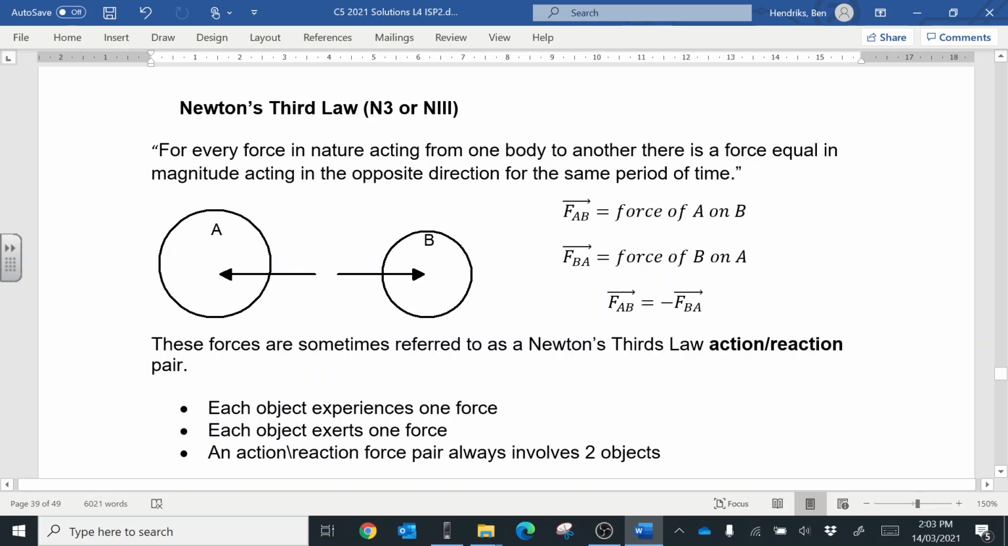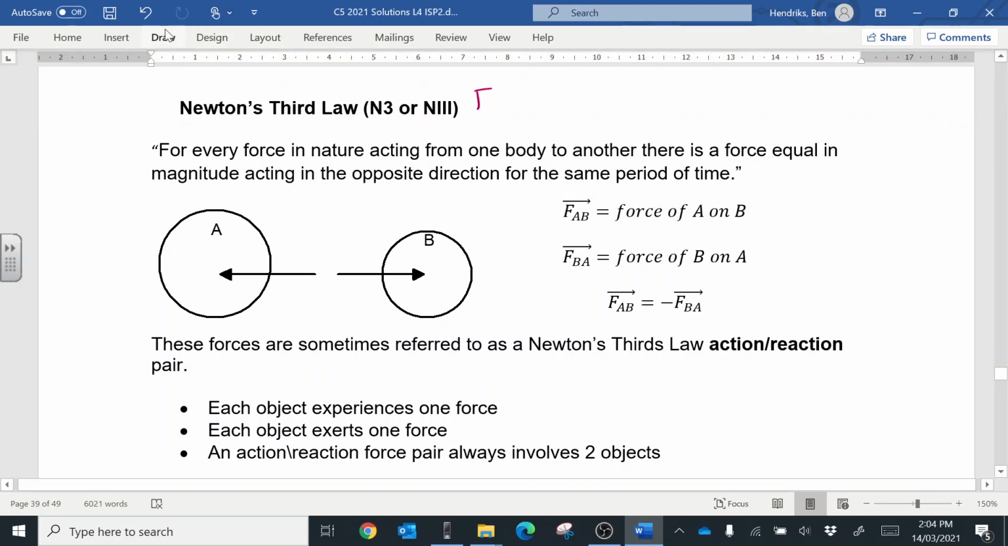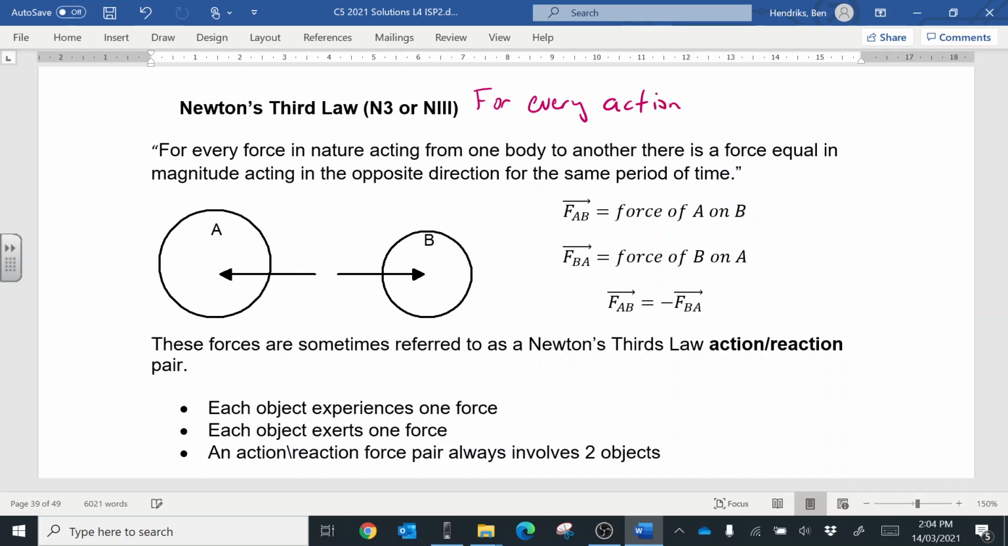Okay, so I know this better as: for every action, and when we say action, that's a force, there is an equal and opposite reaction, and that's also a force. So for every force, there is an equal and opposite force.